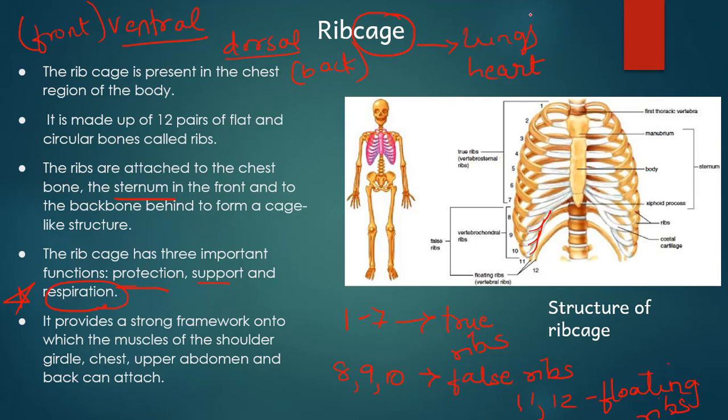Rib cage. Why cage? Because it is protecting, giving support, helps in respiration, is present in the chest region, attached to the sternum on the ventral side and the vertebral column on the back side, and consists of 12 bones. 7 are true, 3 are false and 2 are floating ribs.